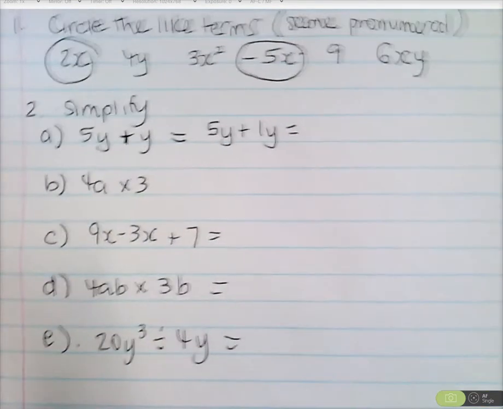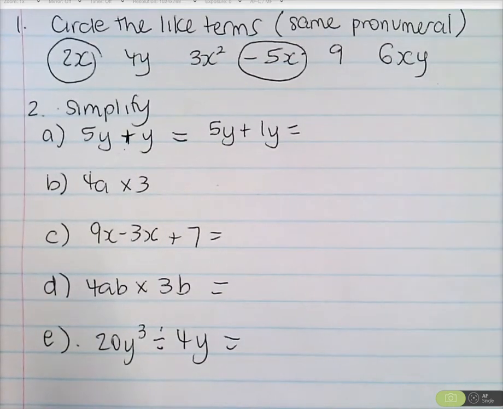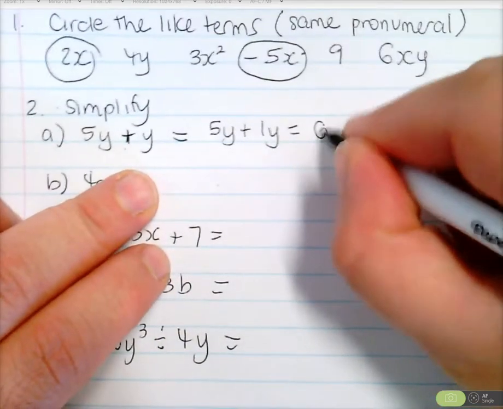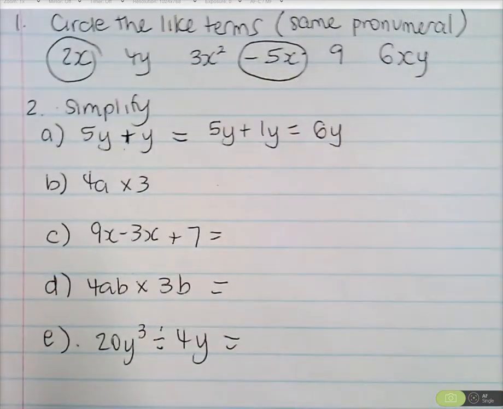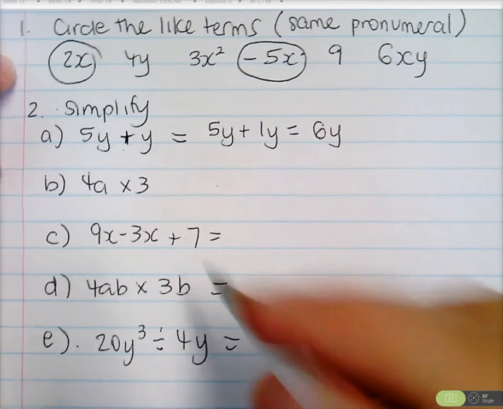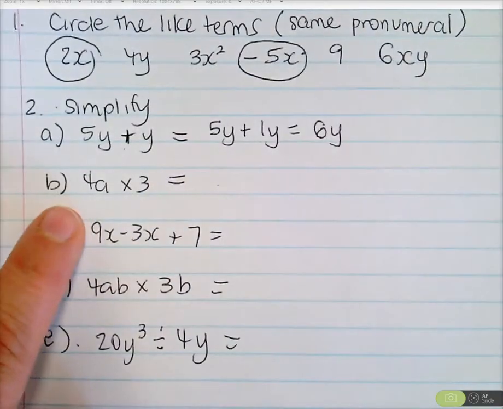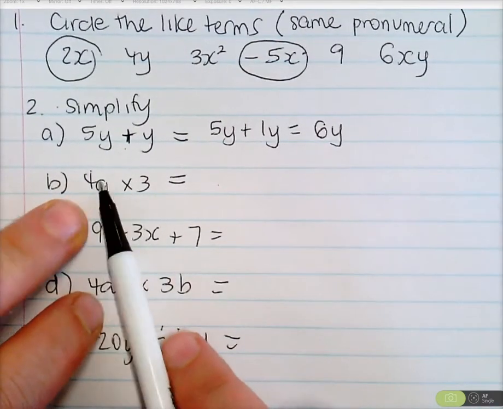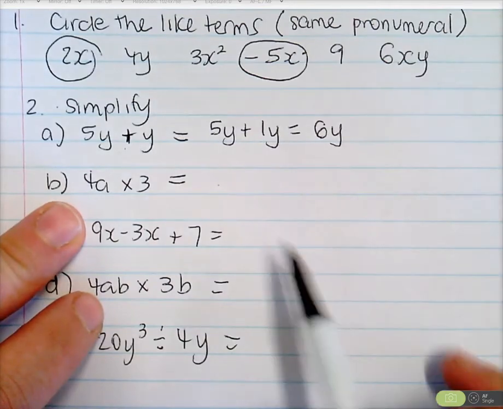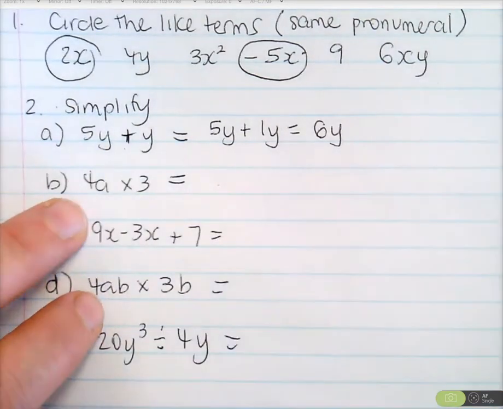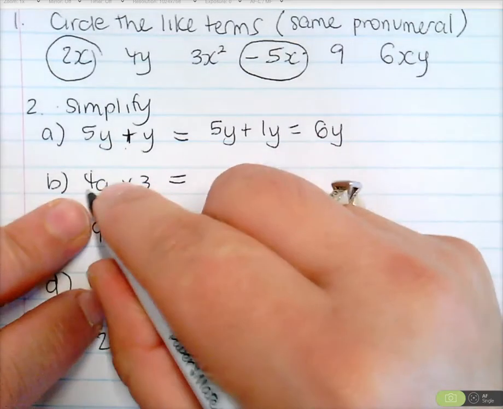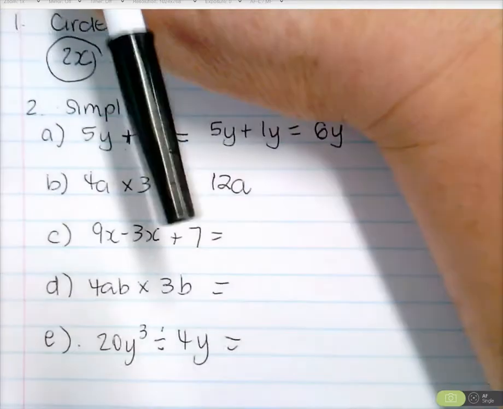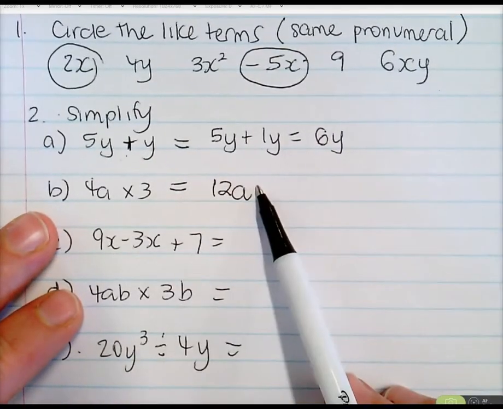So you can only group things that are the same together and add them. So I've got 5y's and one more y gives me 6y. You're thinking of multiplication, okay? What about B? We've got a subtraction over here. So what about this one, 4a times 3? 12a. Yeah, this is where you multiply through. So 4 times 3 is 12, and then we have a.